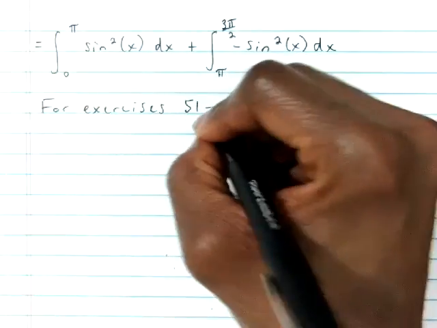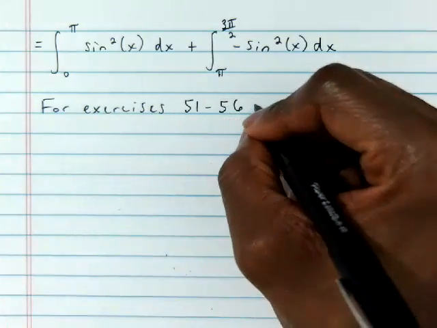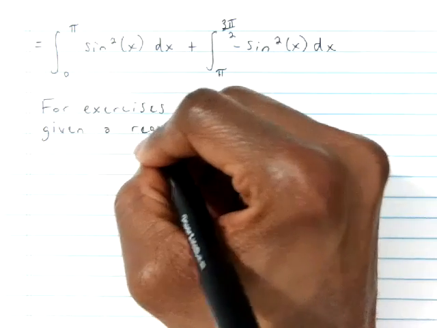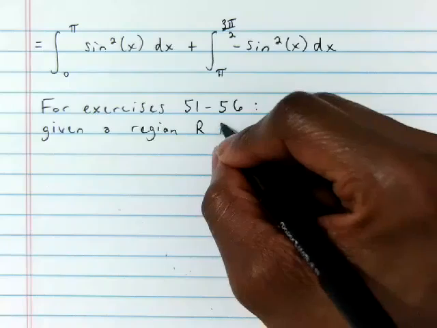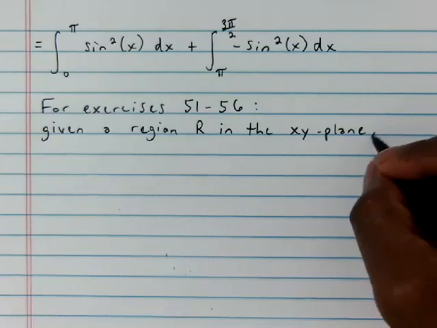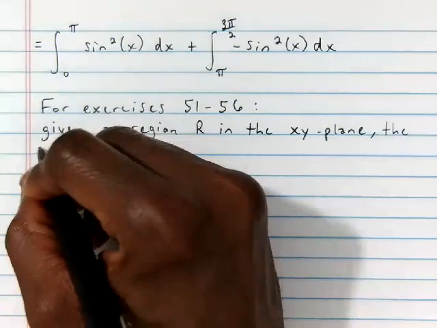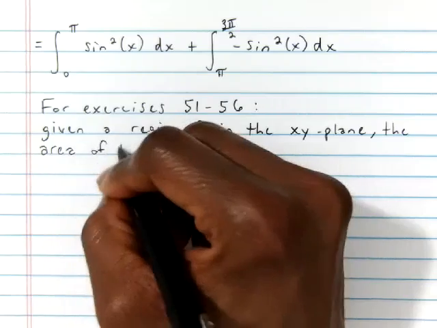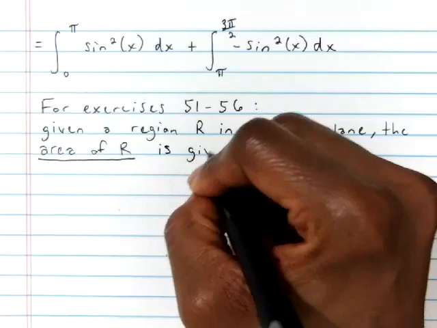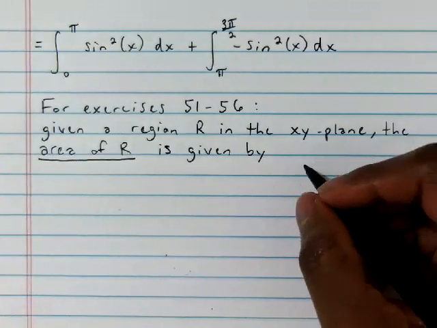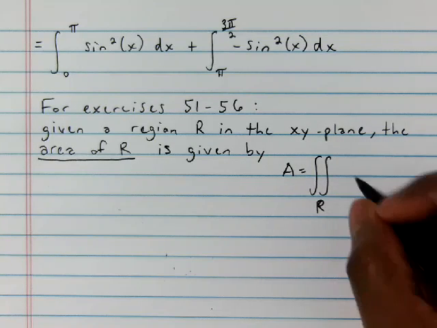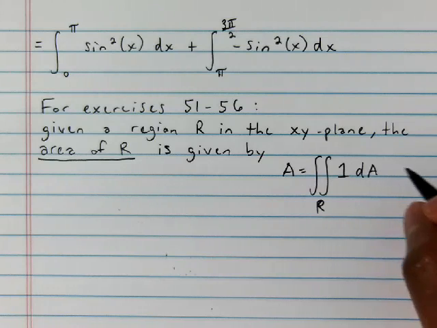51 through 56. Given a region R in the XY plane, the area of R is given by A equals the double integral over R of 1 with respect to A.